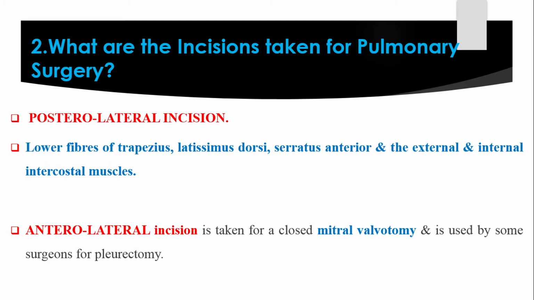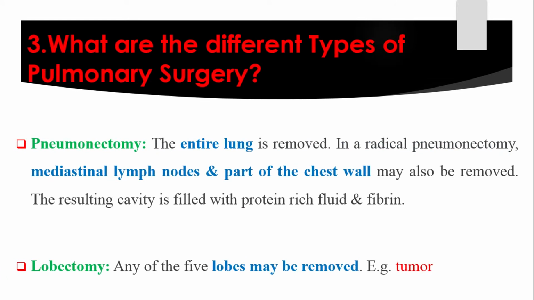Let's see the next one. What are the different types of pulmonary surgery? Mainly there are 4 types: pneumonectomy, lobectomy, wedge resection, and the 4th one is segmental resection. Now let's see all in detail.